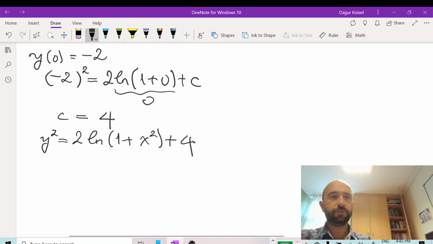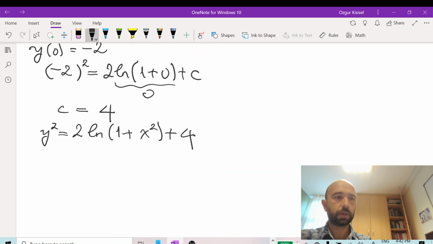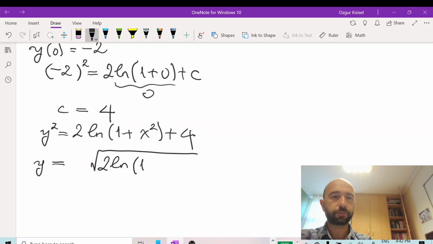Now, we want to find y. Now, if its square is equal to that, it's either plus or minus the square root of this function. But which one is it? Both the plus and minus square root are possibilities. However, we have an initial value which is negative. So, it should be the minus one, so that it matches this initial value. Okay, that's good. We found it.